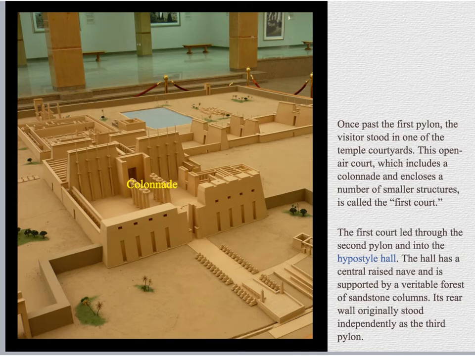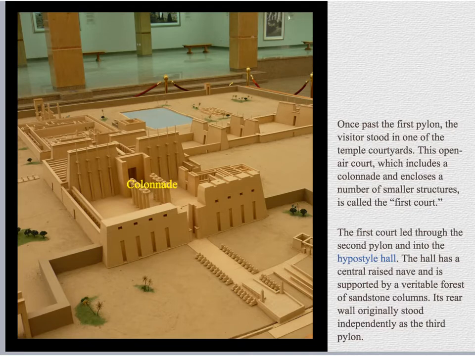So here's a model of the Temple of Amun-Re, and you can see this view where you've passed through the Sphinx walkway, you've gone through the first pylon, and you enter into a courtyard. In the courtyard, there's a colonnade, which we learned that word colonnade with Hatshepsut. It's like a row of columns.